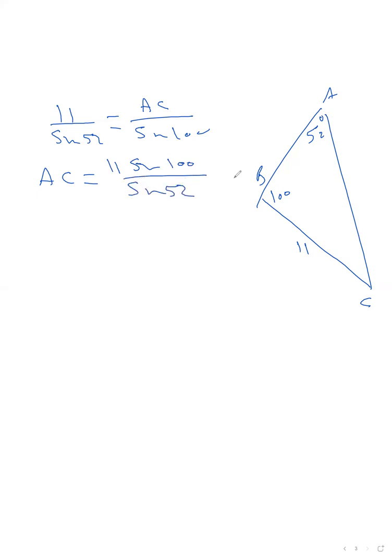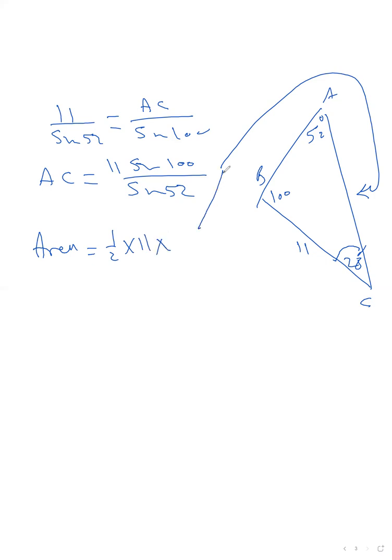Then you have AC now, this one, okay? And you can find this angle: 100 plus 52 and subtract the result from 180. It will be 28 degrees. Then the area will be half times 11 times this side, the result, times sine 28.